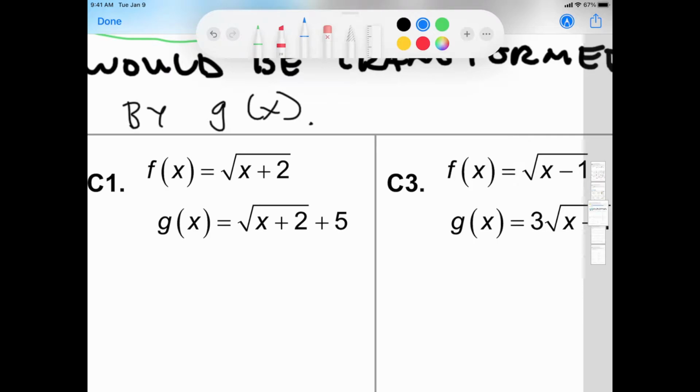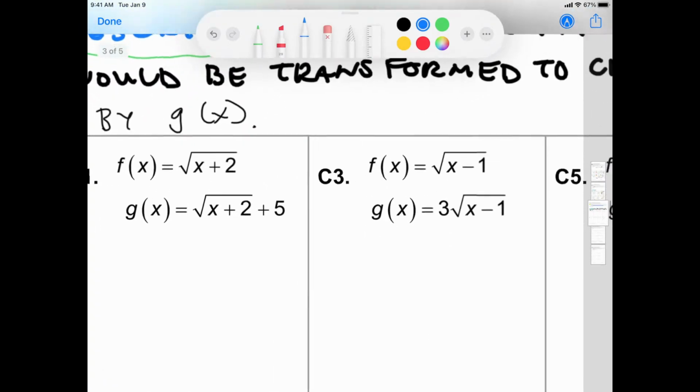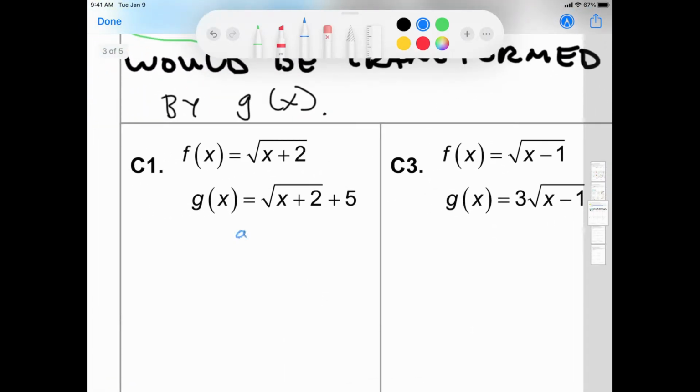I said let's write the parent with all the letters, which I didn't write up here, but now I can.